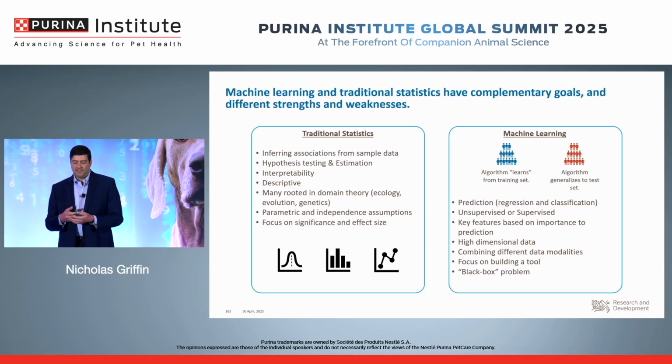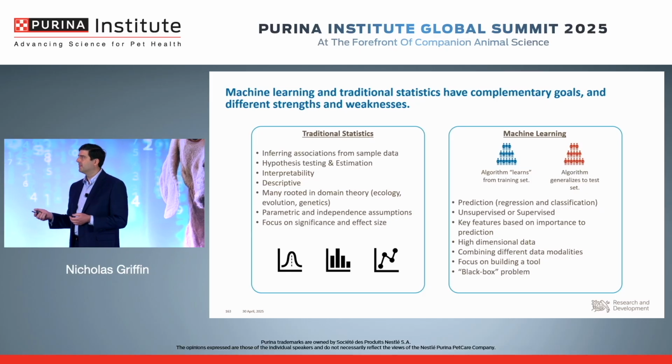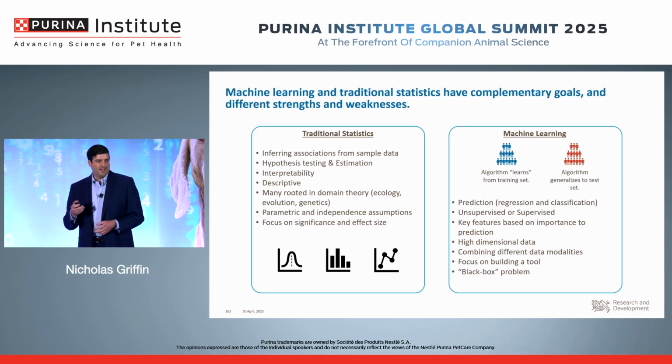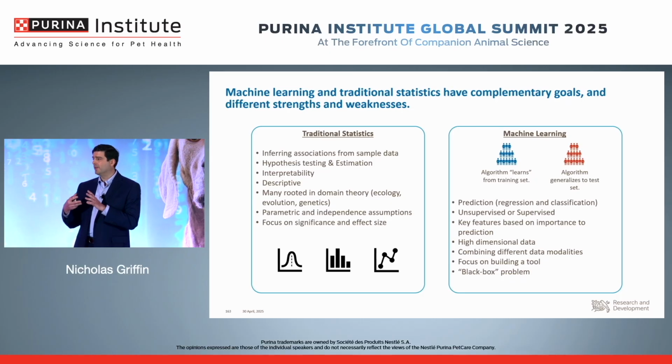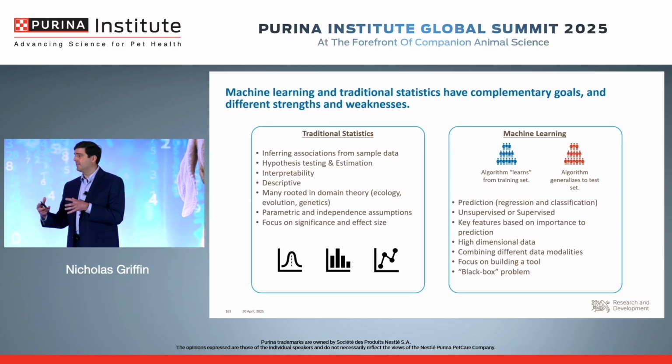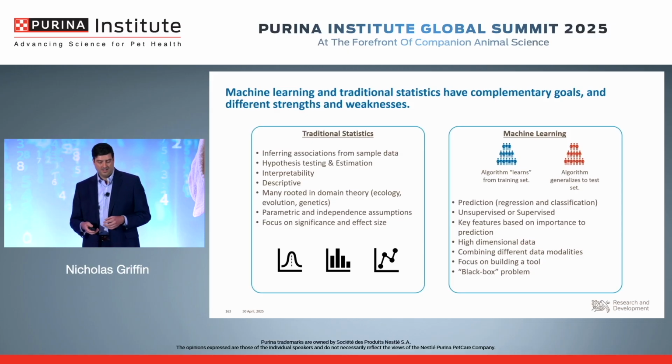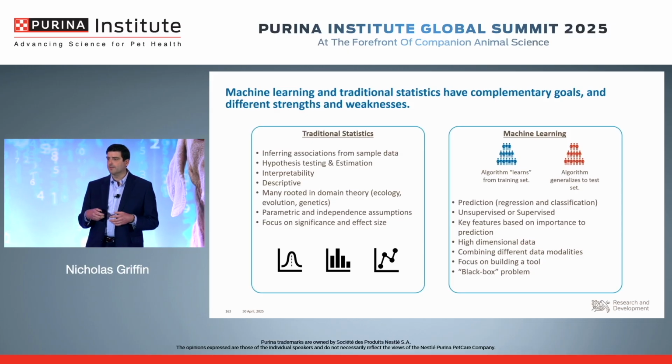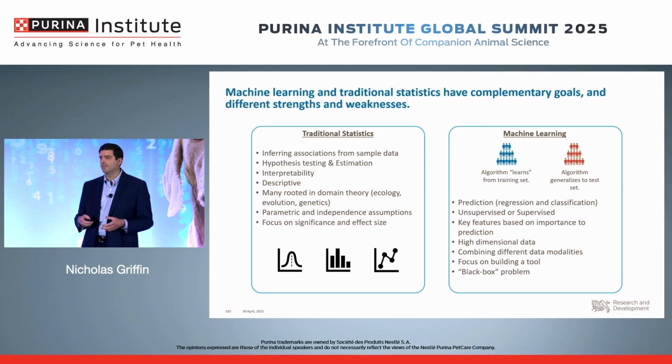already. Whereas in machine learning, the focus is really typically on building a tool, and you're using that tool because of its predictive ability. So algorithms that you build in machine learning typically learn from a training set, as we heard earlier, and then they're used to generalize the predictions that they learn how to do with that training set into a test set. And then the key features that are responsible for those predictions are identified by how important they were to the ability of the algorithm to make the prediction.